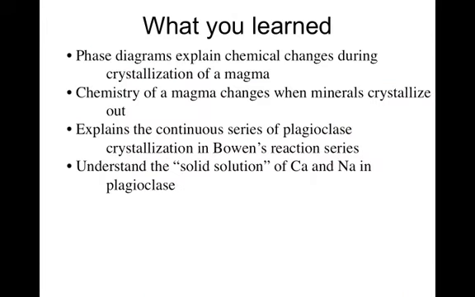All right, what you learned here was that phase diagrams can explain the chemical changes during crystallization of a magma, and that the chemistry of the magma changes when minerals crystallize out of it. This explains the continuous series of plagioclase crystallization in Bowen's reaction series, where you see more calcium-rich plagioclases at higher temperatures, and more sodium-rich plagioclase at cooler temperatures near the bottom of Bowen's reaction series. And hopefully this will help you understand the solid solution of calcium and sodium in plagioclase.